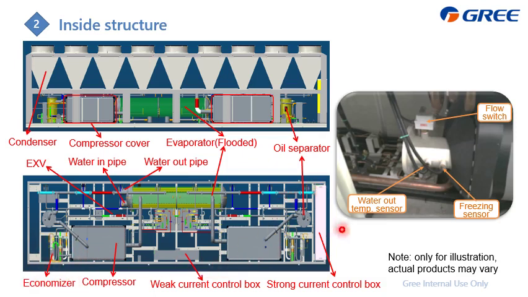On this side is the weak current control box, and this is the strong current control box. Also at the evaporator water inlet and outlet, you can find the flow switch here. And there are also two sensors. One is to check the water out, and the other is to check for freezing.